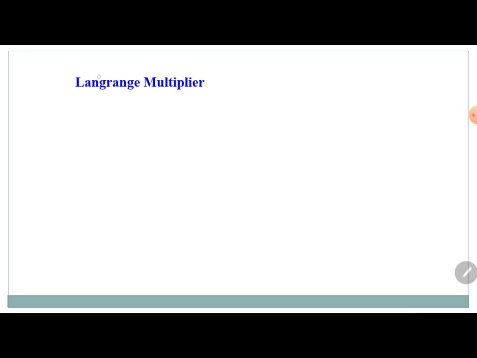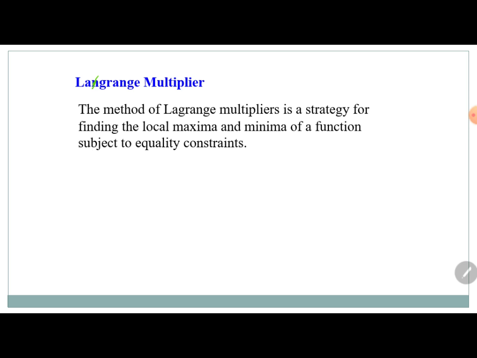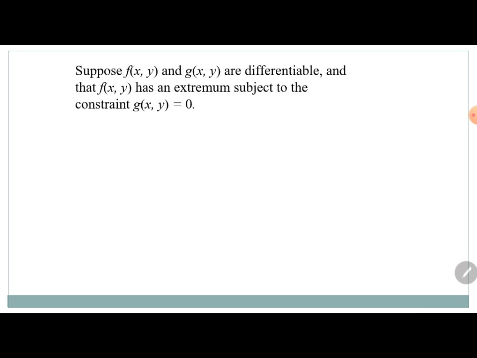Now, what is the Lagrange multiplier? The method of Lagrange multipliers is a strategy for finding the local maxima and minima of a function subject to an equality constraint. Because of this constraint, we need to apply the Lagrange multiplier. Suppose that f(x,y) and g(x,y) are differentiable and that f(x,y) has an extremum subject to the constraint g(x,y) equal to 0. Then, to find the extreme value, we have to follow these steps.